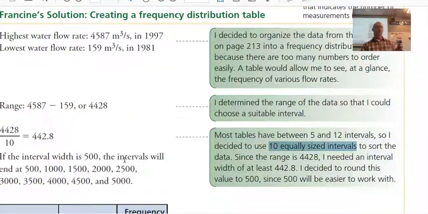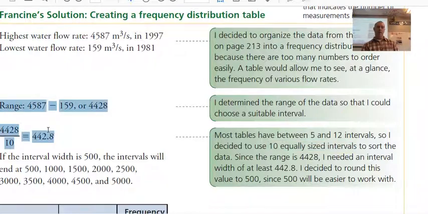So how do you decide the size of each interval? This is what you do. You take a look at the range of your data. The largest number that you saw was 4587, the smallest was 159. You subtract those and you get the range here, and then with this number, you divide it by how many intervals you want. In this case, you divide it by 10, and you get this number right here.